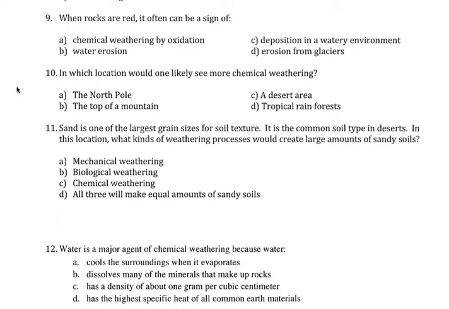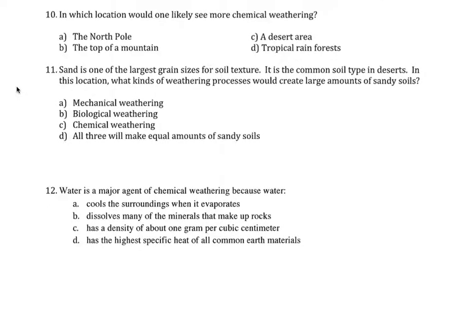Number 9, when rocks are red, it can often be a sign of A, chemical weathering by oxidation. B, water erosion. C, deposition in a watery environment. D, erosion from glaciers. Number 10, in which location would one likely see more chemical weathering? A, the North Pole. B, the top of a mountain. C, a desert area. D, tropical rainforest.